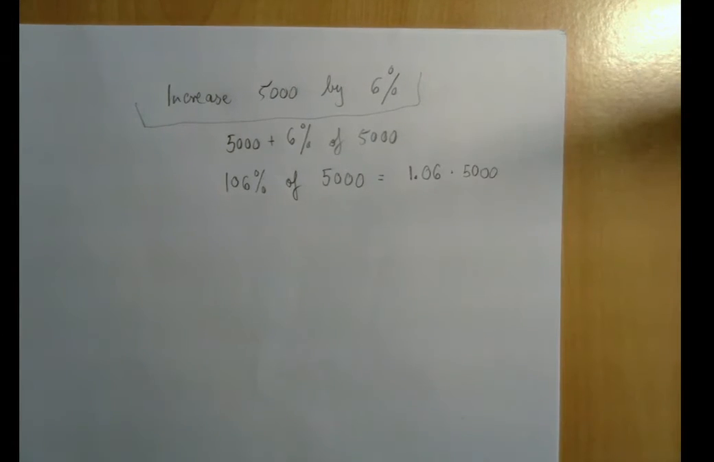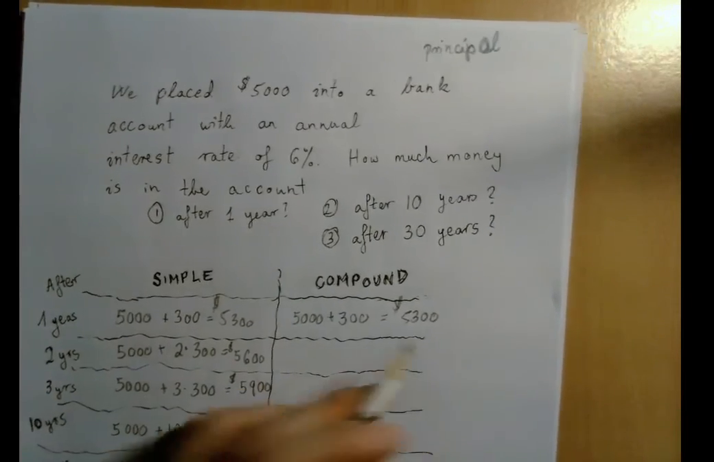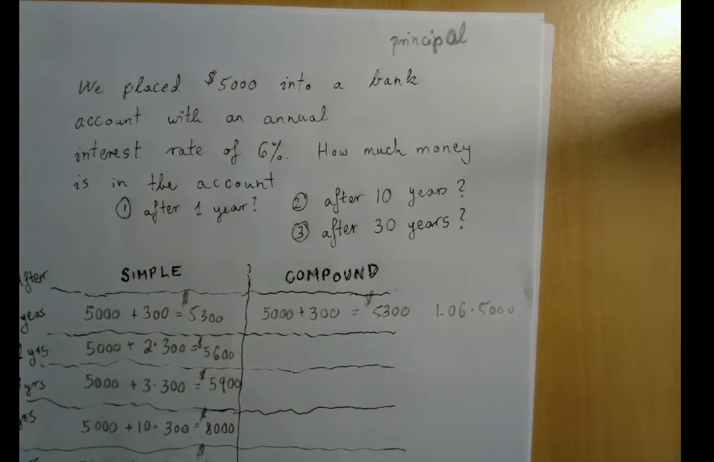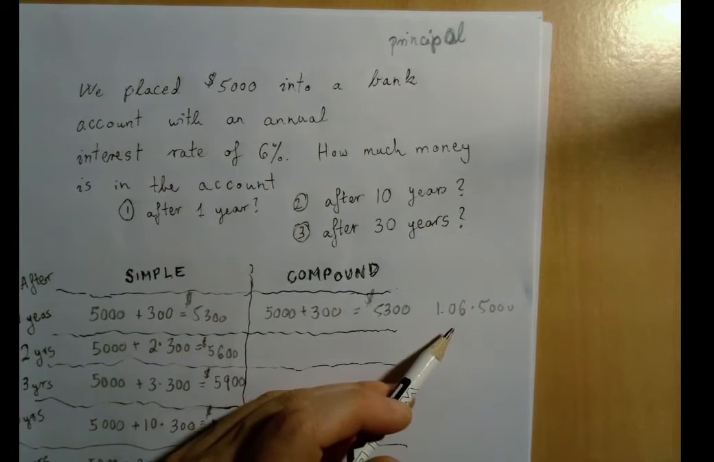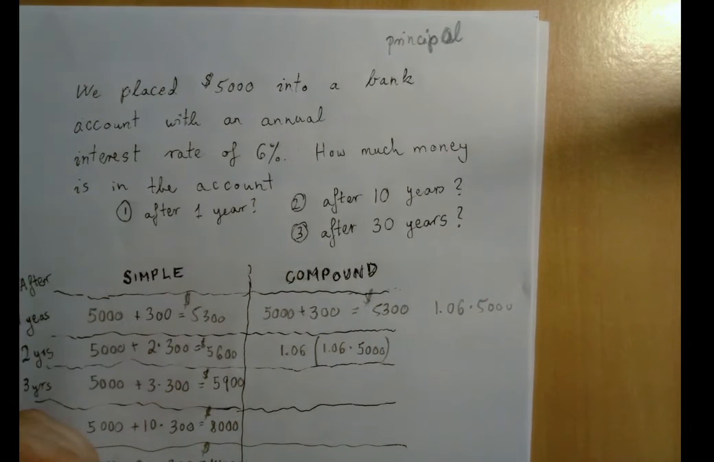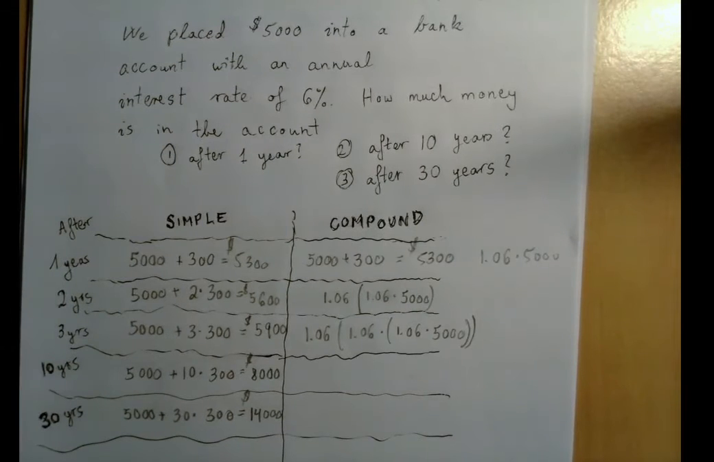Now, why is this helpful? This is very helpful indeed, because instead of this, we can just say it's 1.06 times 5,000. And then for the next year, how would we compute the amount of money in the bank? We would take 106% of that. That would be 1.06 times 1.06 times 5,000. And for the next year, we would just take 106% of the previous. I think you know where this is going.